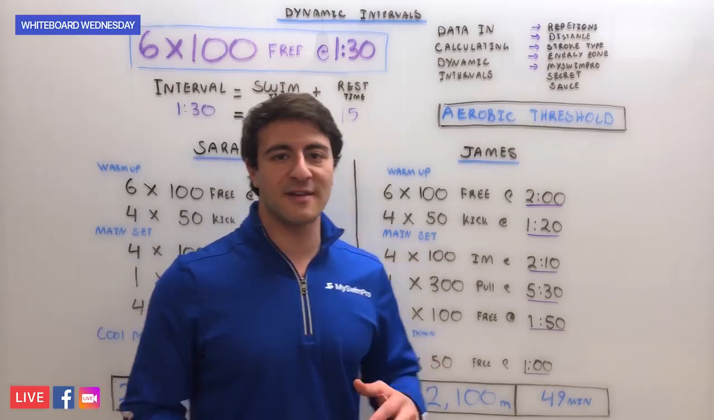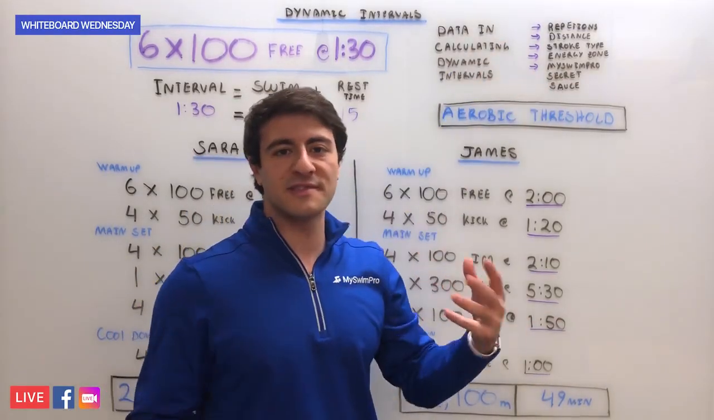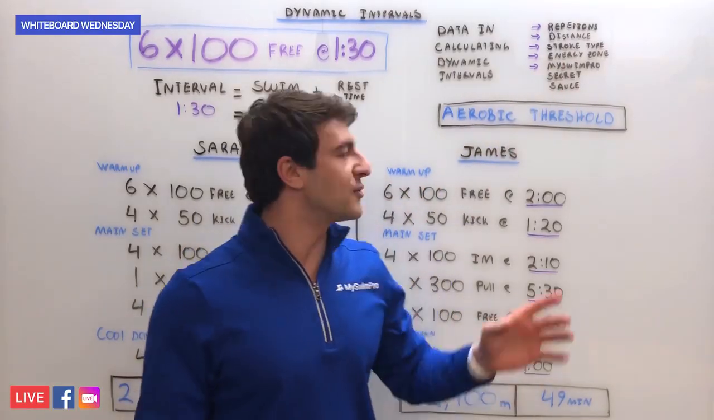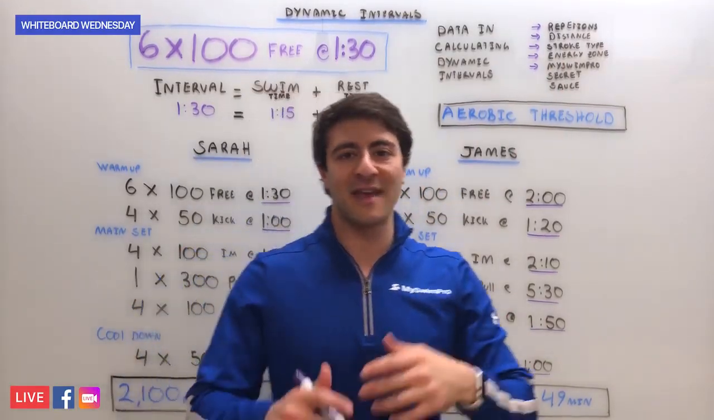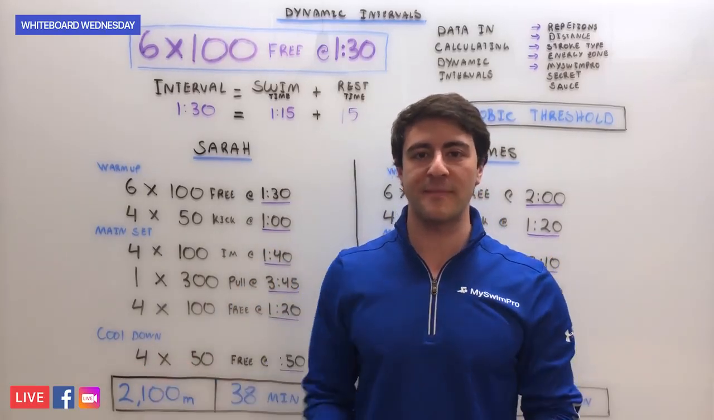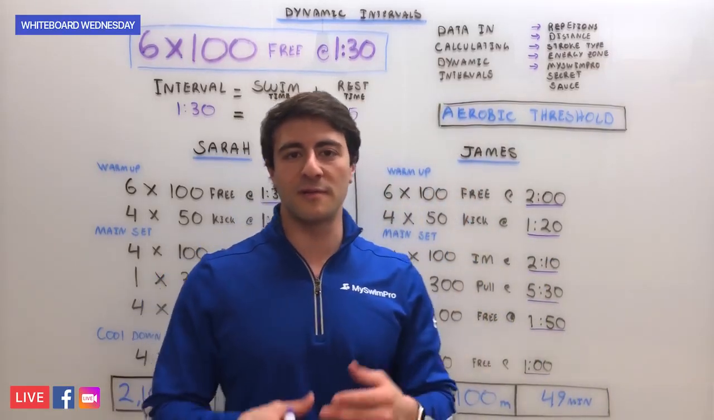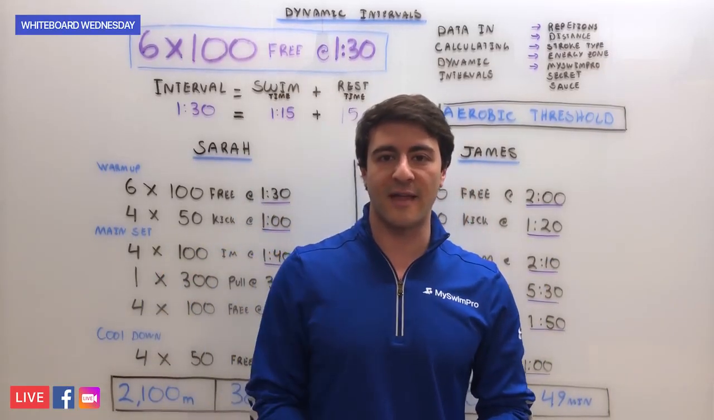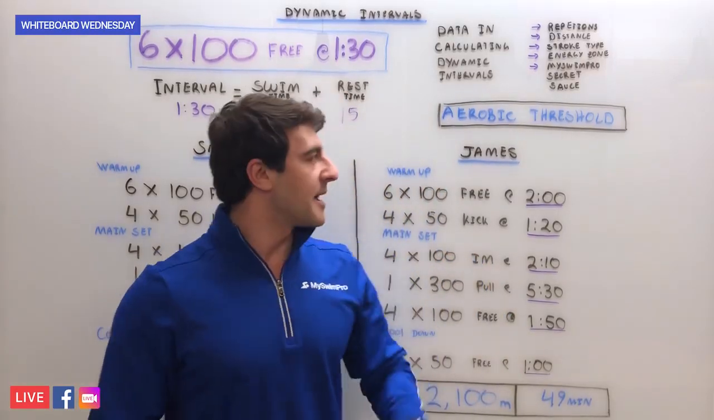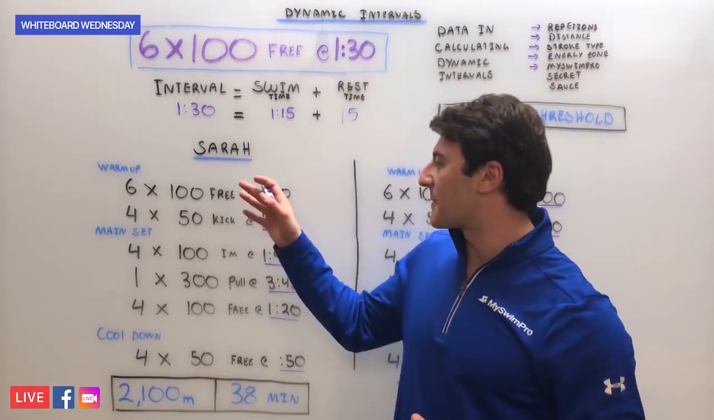But this gives you an idea of how dynamic intervals work, the different data points that we use to create the dynamic interval. But really, it should come down to your aerobic threshold. So that is, how fast are you swimming over the course of a period of time? And in the MySwimPro app, we use a 500 for freestyle, we use 100 for kick, and IM, and breaststroke, and backstroke, and butterfly. And by using the aerobic threshold, that's what we use to generate these dynamic intervals.